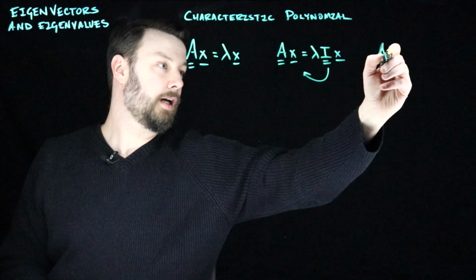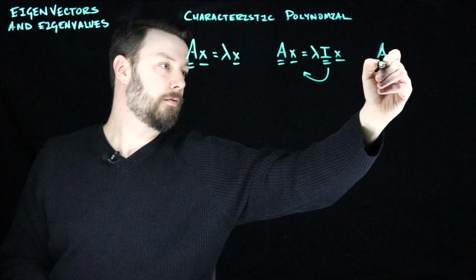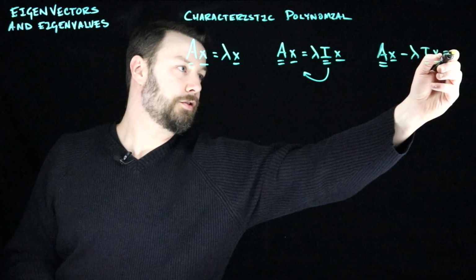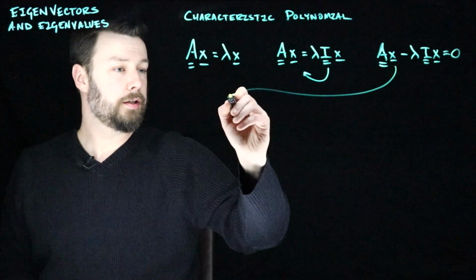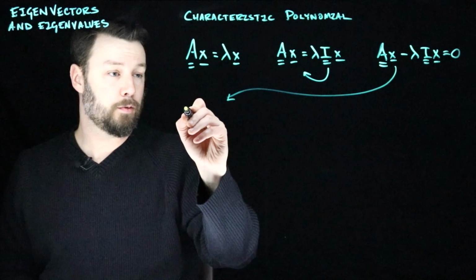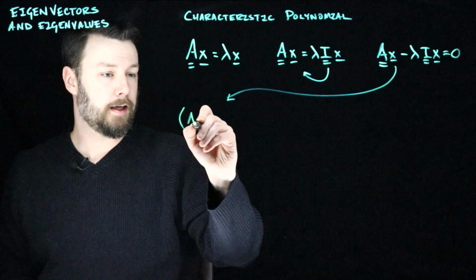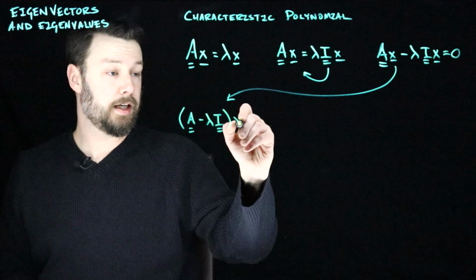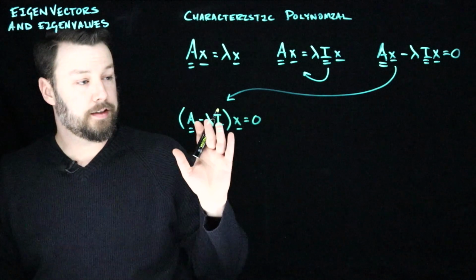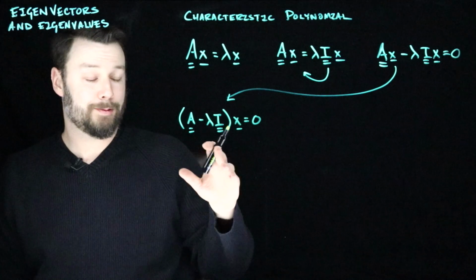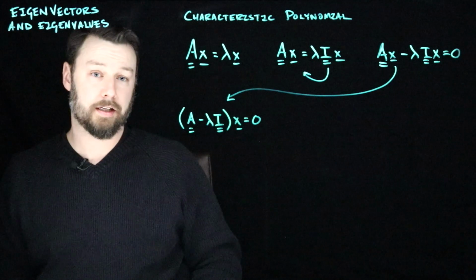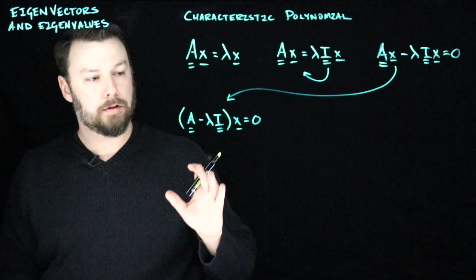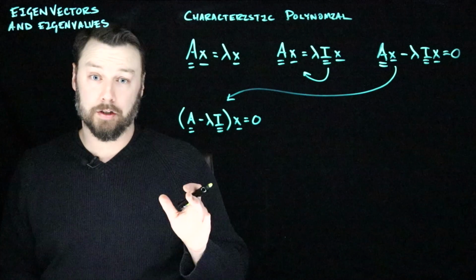and now let's move this over to the other side to give us an equation Ax minus lambda I x equals 0. Now what we can do is factor out the x, and we could wind up with an equation that looks like this. A minus lambda I multiplied by x equals 0. And the idea of the characteristic polynomial is to try to think about what we would call non-trivial solutions to this equation. That is, solutions to this equation in which x is not equal to 0. When would that happen? Well, that would happen when this matrix has a null space, or a kernel.